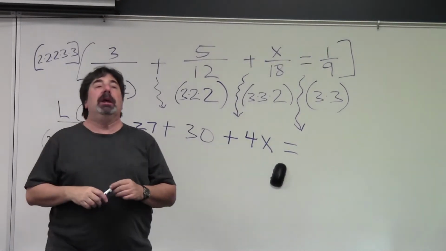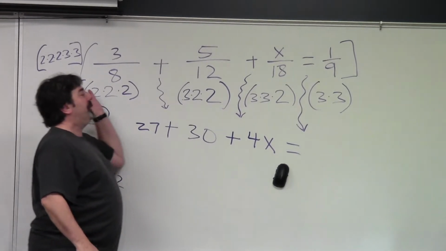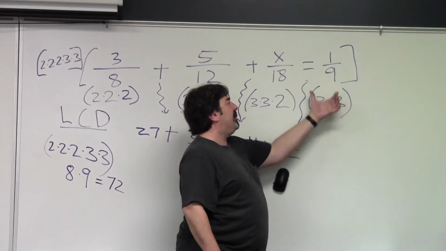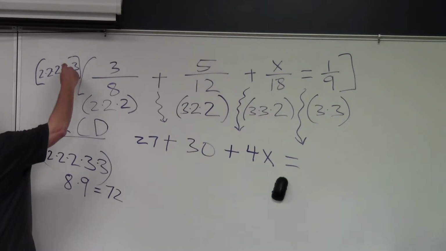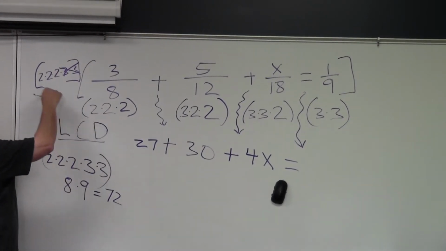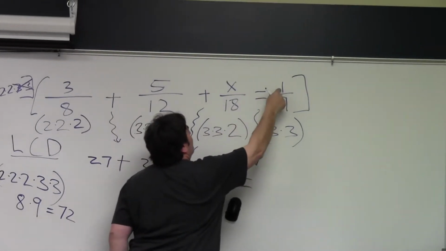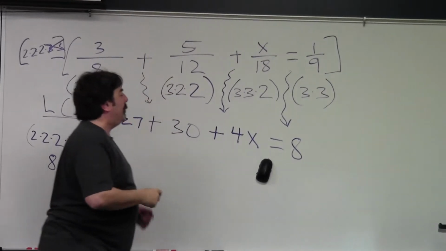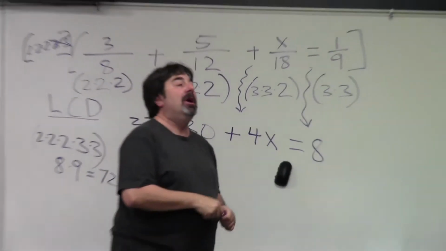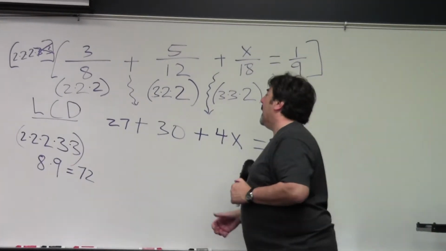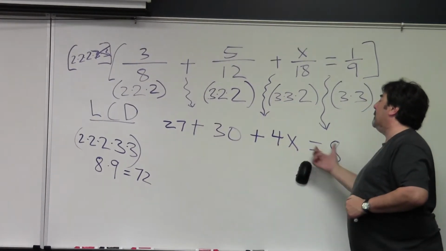Now we're going to multiply the last term by the lowest common denominator. In this case, I'm sorry, not times the lowest, but times the last term. We have 2 3's. Those 2 3's will cancel with these 2 3's. Uncanceled, we have 2 times 2 times 2, which is 8. So we have 8 times the numerator, which is a 1. So we have 8 times 1, which is 8. So after multiplying through each term one at a time by the lowest common denominator, we're now left with this problem right here. 27 plus 30 plus 4x equals 8.